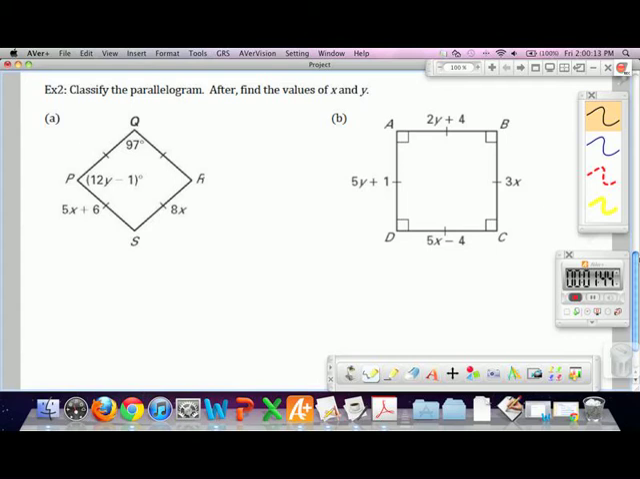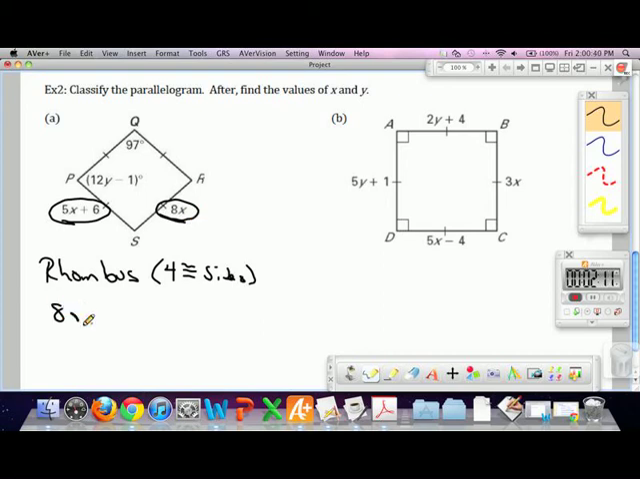So this first one's a rhombus, and why is this a rhombus? Four congruent sides. This is a quick why, just as a reminder. So we have two missing values, an x and a y. If we know the sides are all congruent, then this thing and this thing better be congruent. We should be able to figure out what x is here. x is 2.